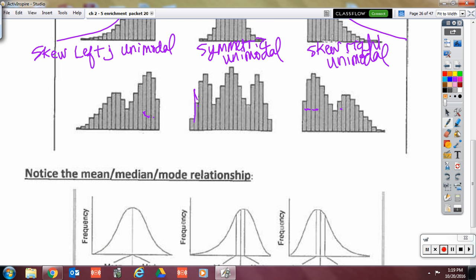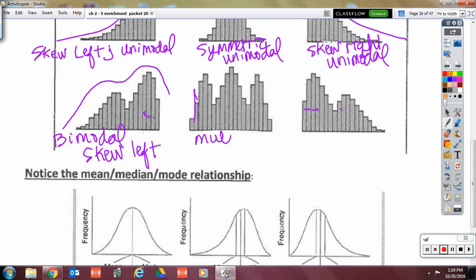All right, next. Yeah, I'm going to say bimodal and skewed left. Okay, what do you say about this one? Good. Multimodal, symmetric. Good. And then this last one.